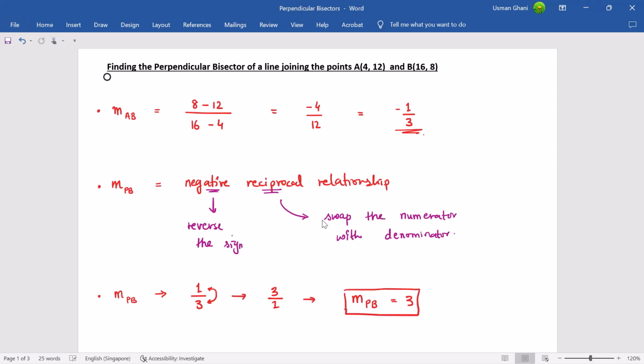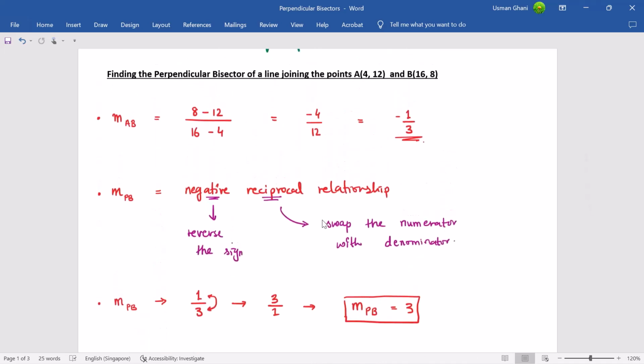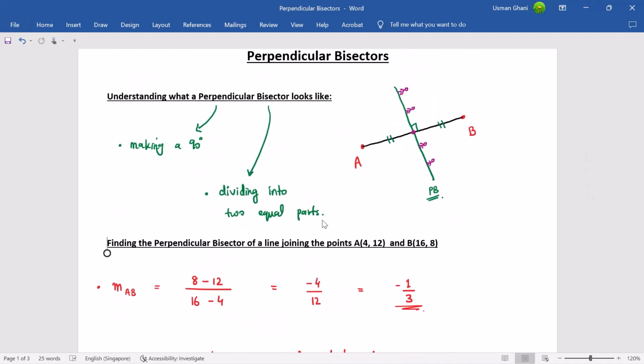Now that you know the gradient of the perpendicular bisector, you can write its equation as y = 3x + c. But you don't know the y-intercept. And there is a very easy way to find the y-intercept if you basically know a point through which your line passes. Now you need to ask yourself this: do I know any special point through which the perpendicular bisector passes? It's a bisector, so it divides line AB into exactly 2 equal parts, meaning it passes through the midpoint of AB.